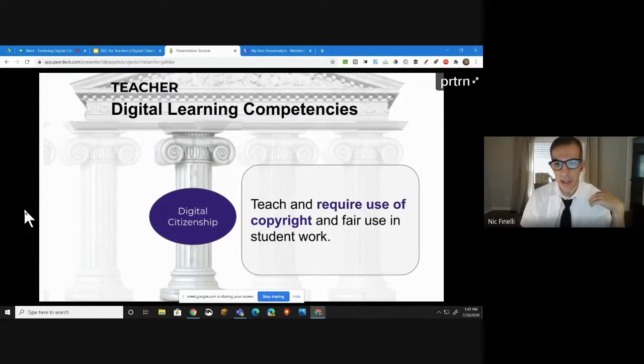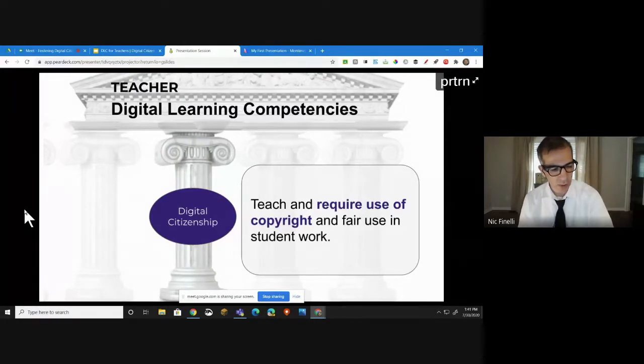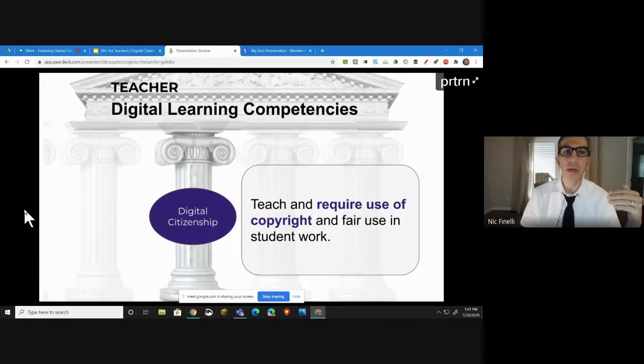So you doing it, and then not only you doing it, but you requiring them to use it. Requiring the use of copyright and fair use in student work, so them not copying things. I know there are lots of technology tools to keep students from copying and plagiarizing. Always give them stories about what they don't understand, the innocence of copying something, because they don't think it's actually harming anybody or anything.